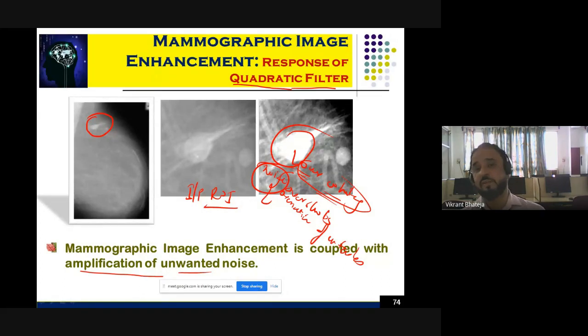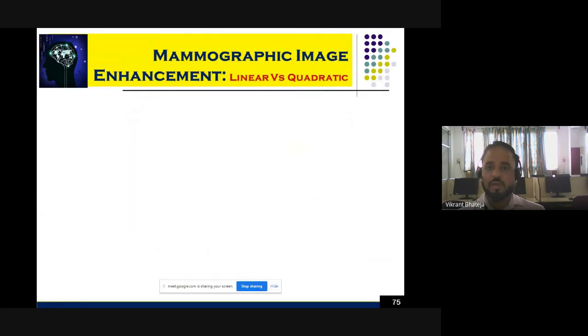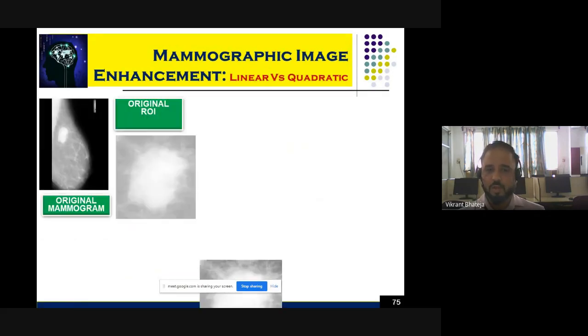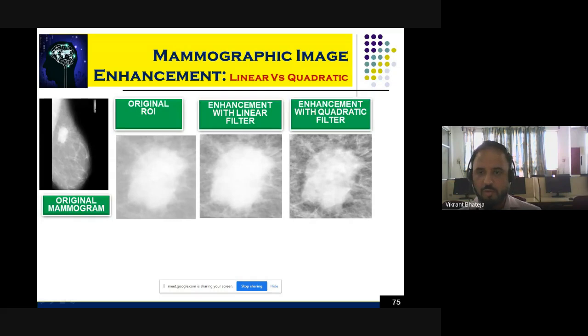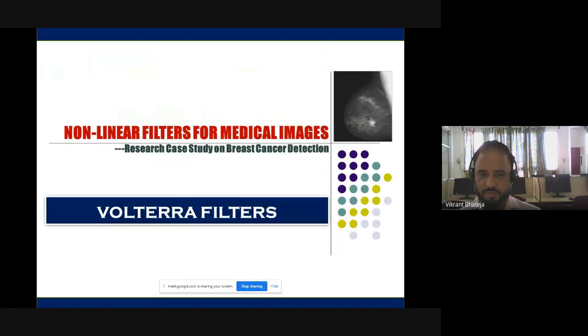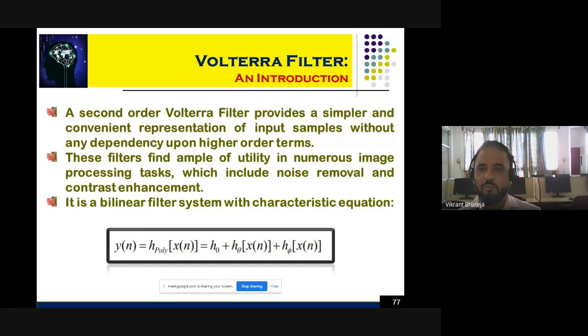Now the cubic filter we are not using, certainly because of the rise in the number of coefficients and other designing constraints. So we have given away with the quadratic filter, we have given away with the cubic filter. So the next option that we are left with is certainly a bilinear filter or a Volterra filter. Now you can also see another example. This is enhancement with a linear filter, and this is enhancement with a quadratic filter. So now coming to the Volterra filter.